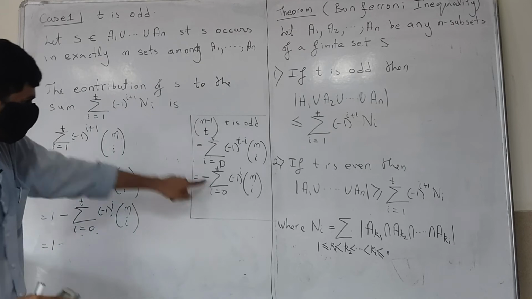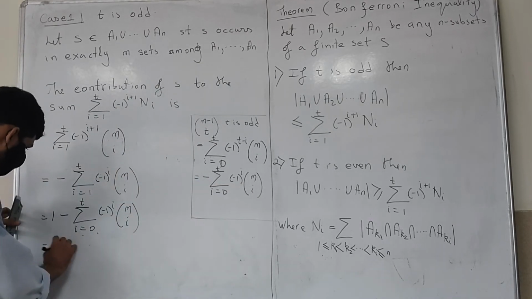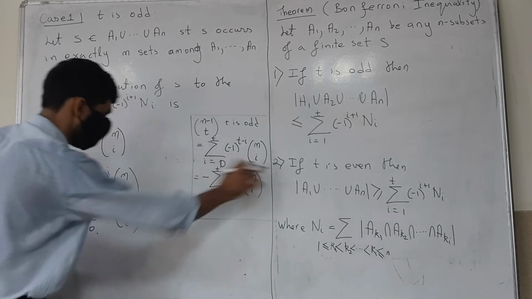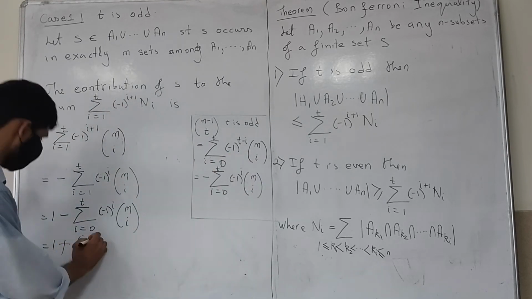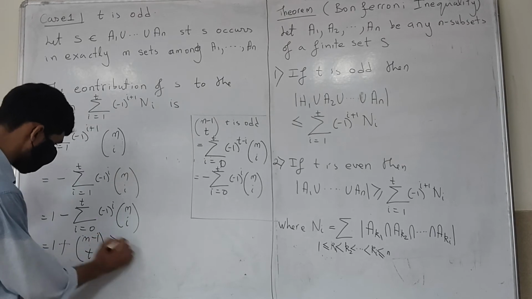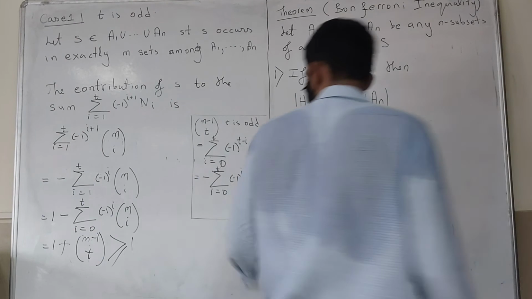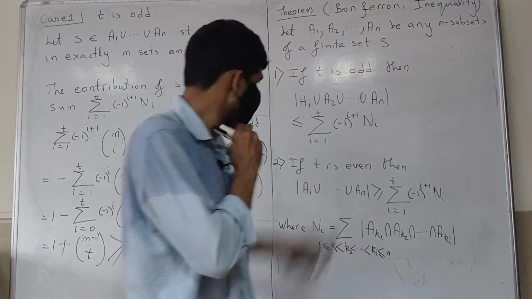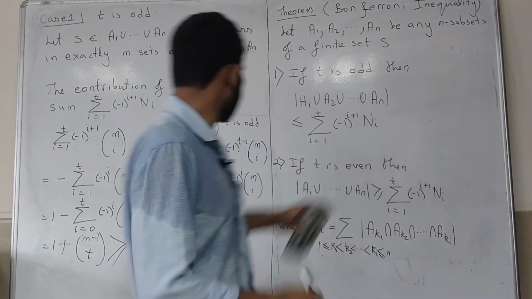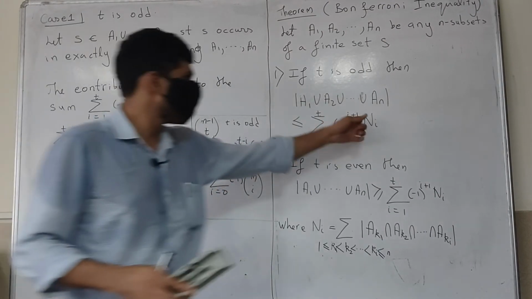See, this is minus of this. So this is plus. This is a negative number. Okay. So this is going to be m minus 1 Ct. This is greater than 1. That's it. So that's what we were missing. So this tells us that the contribution of every element is going to be greater than 1 in this sum.